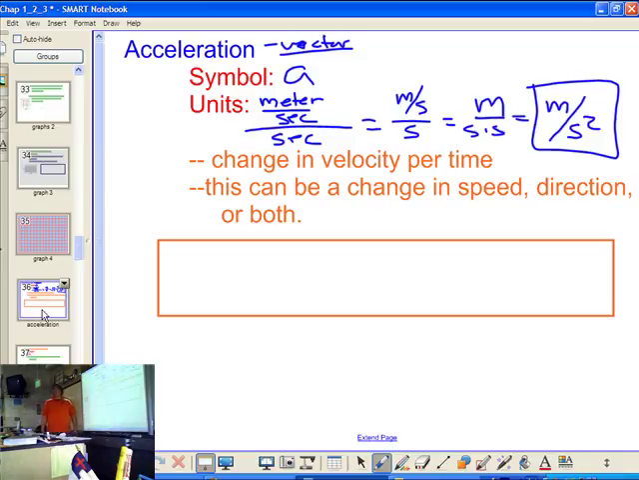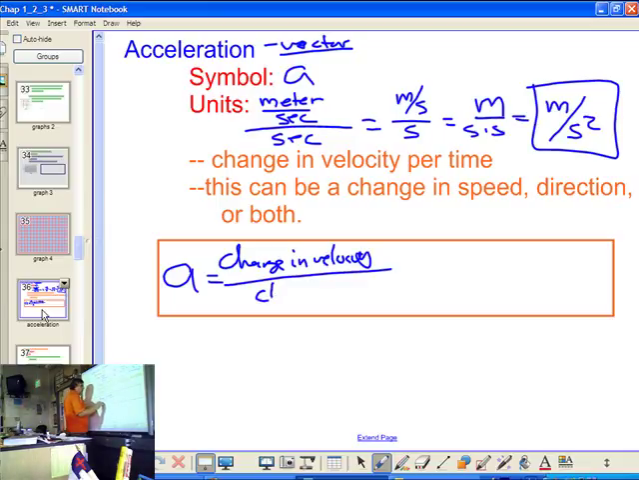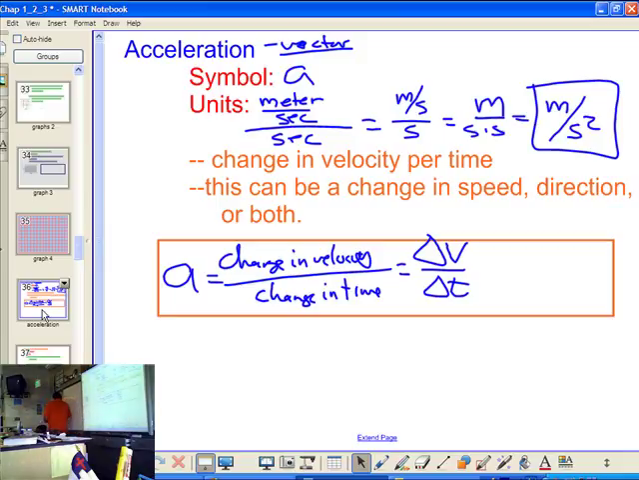Because does it matter which way I push something? Does it matter which way I accelerate as to whether I'm going to slow down or speed up? And this can be that change in speed, direction, or both. And our acceleration is the change in velocity per change in time, which is that delta V over delta T. Remember that Greek letter delta, change in.